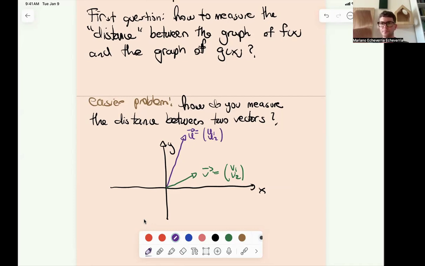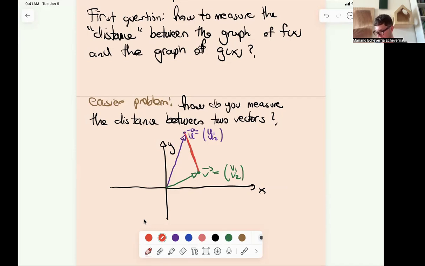The nice way to define the distance between vectors is this: if you think of the vectors as starting at the origin, which is the usual convention in linear algebra, then this vector ends at some particular point on the plane, and this vector ends at another particular point on the plane, and the distance between the vectors is defined to be the distance between these two points.